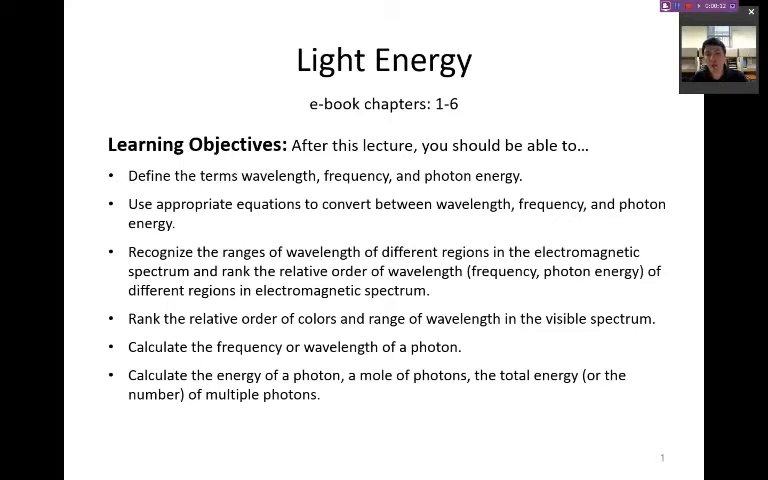So after watching this video and reading the associated ebook chapter's section, you should be able to discuss with relative ease frequency, wavelength, and energy of photons, be able to use the equations that are associated with them, be able to identify the various regions of the electromagnetic spectrum, and then do calculations between wavelength, energy, and frequency.